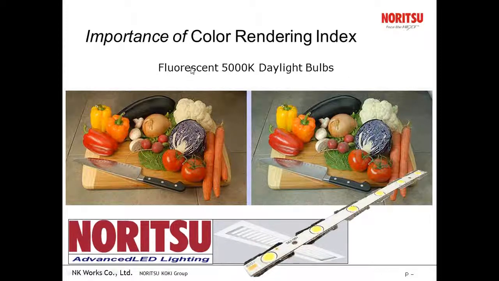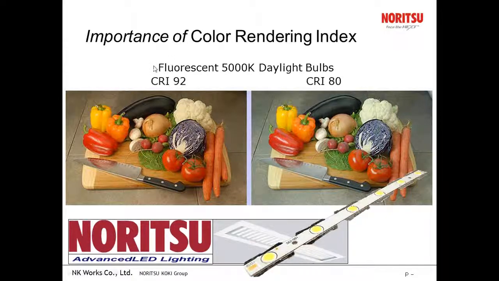And that is, why does a fluorescent bulb, a 5,000 degree Kelvin daylight bulb, two different bulbs themselves, produce two different looks? So here I have a bulb on the left that's producing a very nice image and a bulb on the right that's producing a cool image. Yet both of these bulbs are 5,000 degree Kelvin, but by two different manufacturers.